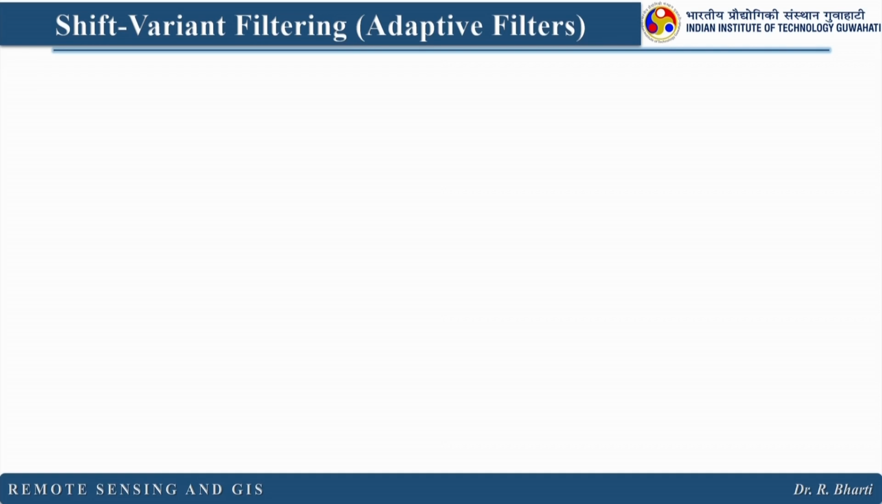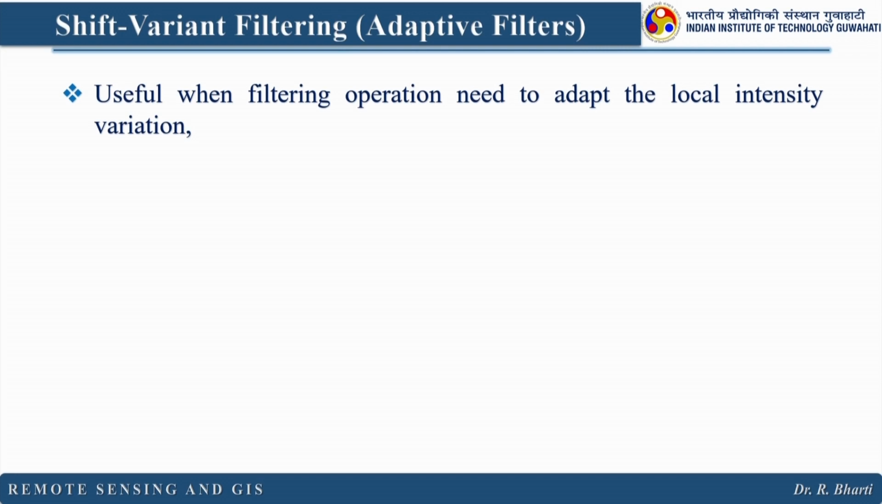In the previous cases you have seen that the local variation in the intensity was not preserved. Because of that you are getting more noise after applying those filters. So there are a few filters like the shift variant filter, which we also call the adaptive filter.